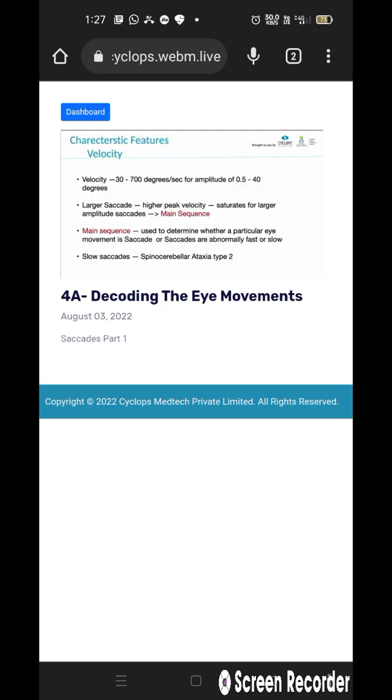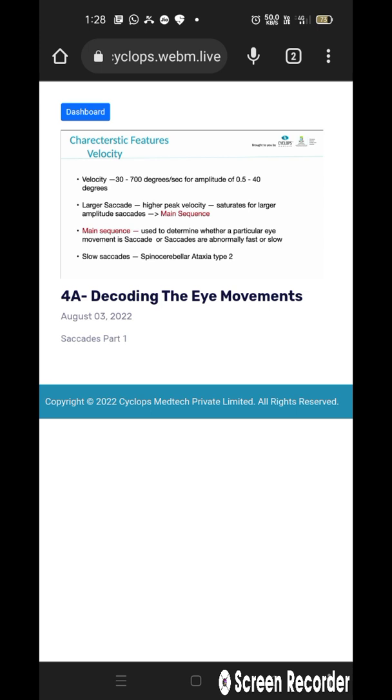Coming on to the characteristic features of the saccades. The first one is regarding saccadic velocity. The saccades can have a speed of 30 to 700 degrees per second for amplitudes of around 0.5 to 40 degrees. That means if the eye has to move a distance of 0.5 to 40 degrees, the saccadic velocity can range from 30 to 700 degrees per second. If the saccade is larger, the peak velocity also will be very high. This is what we call the main sequence.